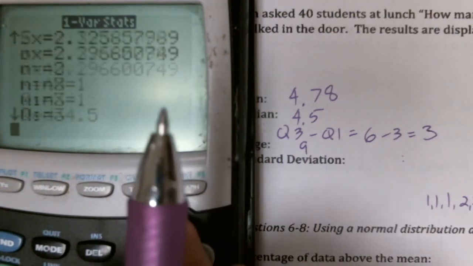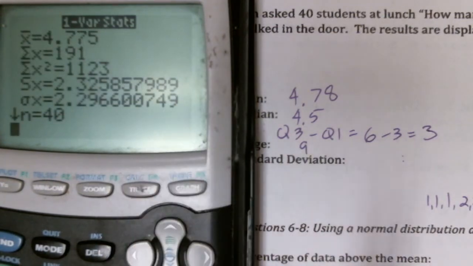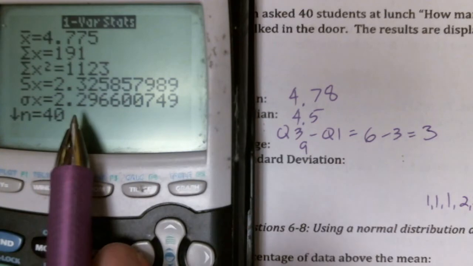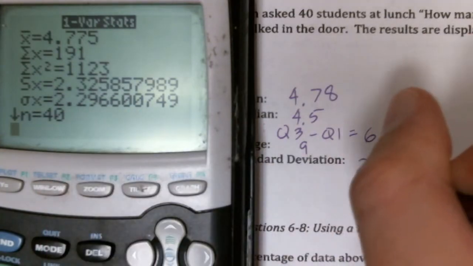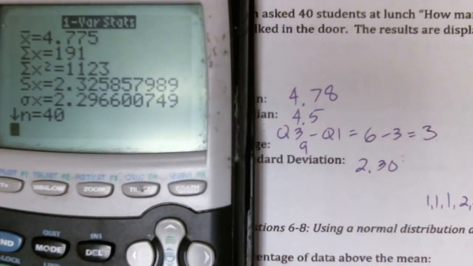And the standard deviation is the sigma back up here. This guy right here, 2.30 if we round that to 2 decimal places. Okay, all right, so there are our measures of spread. They tell me how the data is dispersed.